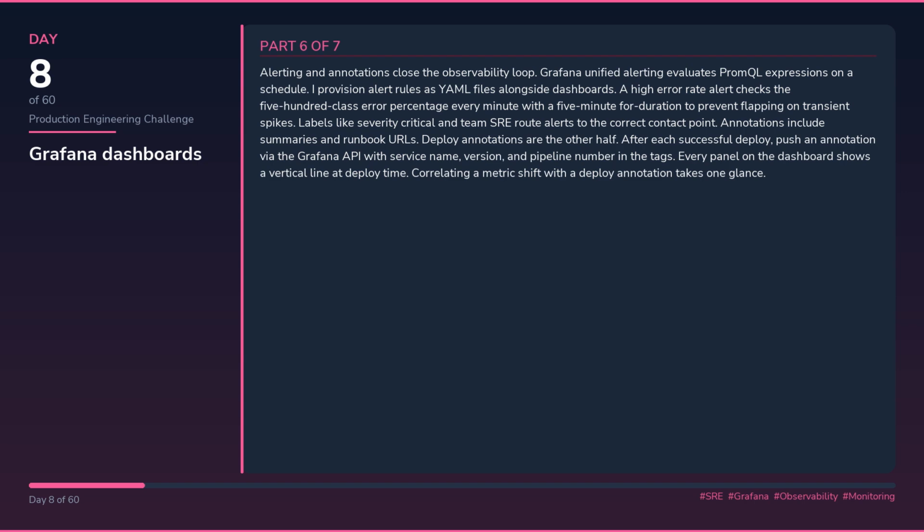Deploy annotations are the other half. After each successful deploy, push an annotation via the Grafana API with service name, version, and pipeline number in the tags. Every panel on the dashboard shows a vertical line at deploy time. Correlating a metric shift with a deploy annotation takes one glance.